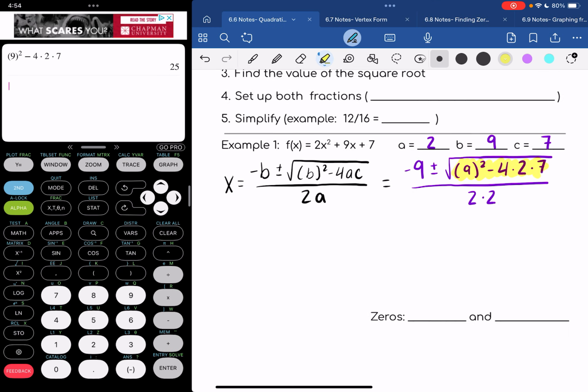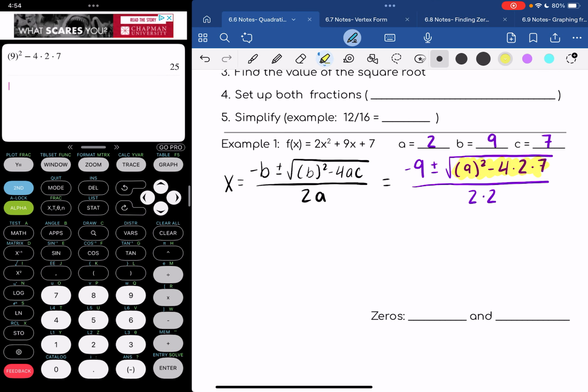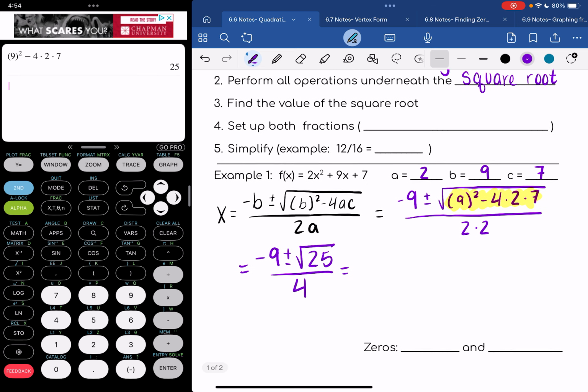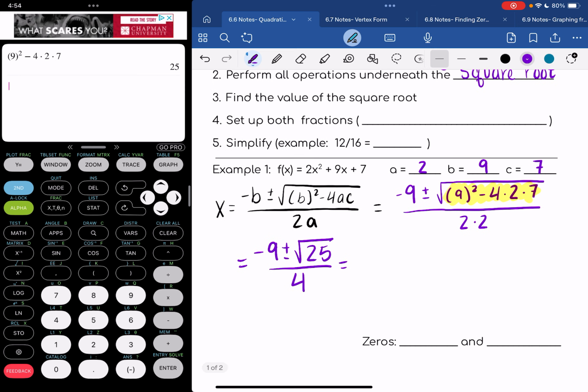So now I've got, let me get back to my pen. Sorry, my app that I use here updated, and so I don't know where things are anymore. Negative 9 plus or minus the square root of 25. And I'm also going to do the 2 times 2 on the bottom, just that super easy piece of math. 2 times 2 is 4. Okay, so that is step 2, to perform all the operations under the square root.